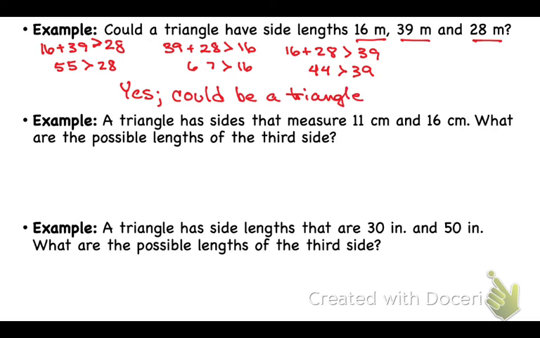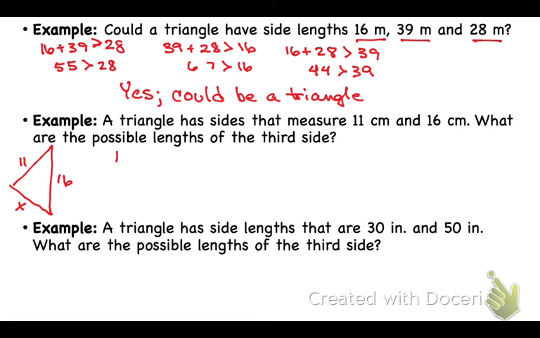Any questions before we move on to the next concept? Okay. So, a triangle has side lengths that measure 11 and 16. What are the possible lengths of the third one? So I have 11 and I have 16. What could that possibly be? How do you think we can figure that one out? Would you add those together?